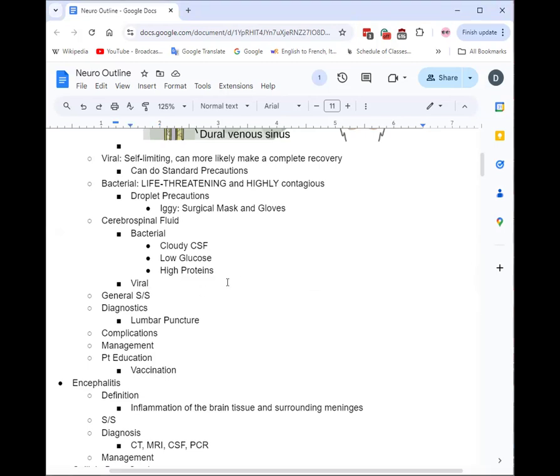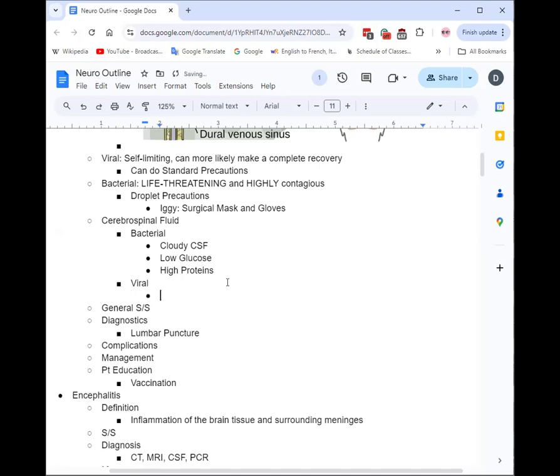In contrast, like Kaylin said, diabetics have a worse time with infections because of how much sugar is going through the circulation. So what about the viral? How does the cerebral spinal fluid look? How do the glucose and protein look? It's going to be clear, so it's not cloudy like the bacterial. Think about your urine, which can be cloudy if there's a UTI or something.